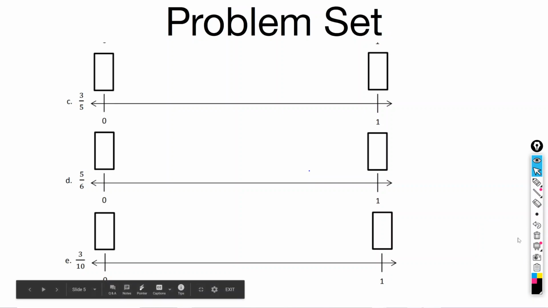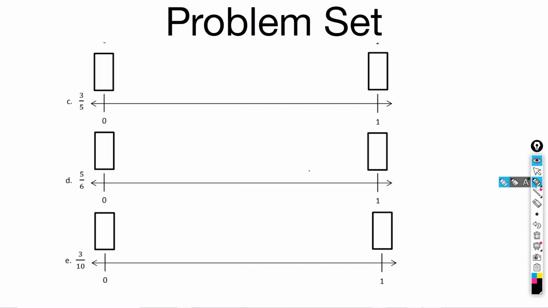Okay, part C has 3/5. So first I need to break it up into 5 pieces because I have my 5 on bottom. One, 2, 3. Oh, my pieces are a little messed up. I'm going to try again. 1, 2, 3, 4, 5. I'm going to label each of my pieces.